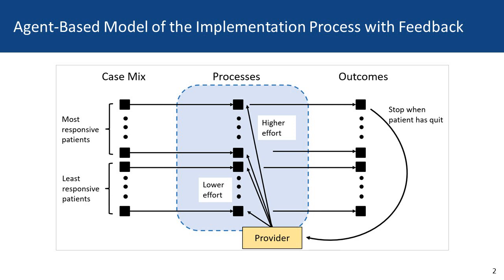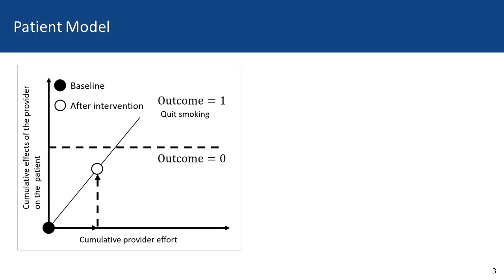And there are different ways to do this model. It could be the other way around, where the provider gives more effort towards the least responsive patients. And here is a patient model, which we also discussed earlier. And here, the horizontal axis is the cumulative provider effort, and the vertical axis is the cumulative effects of the provider effort on the patient.